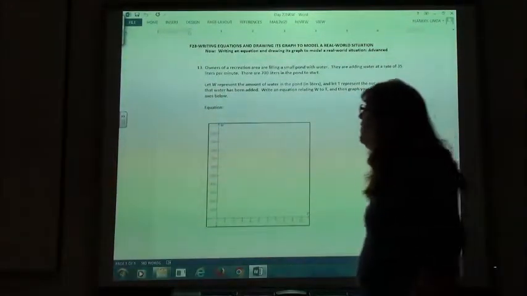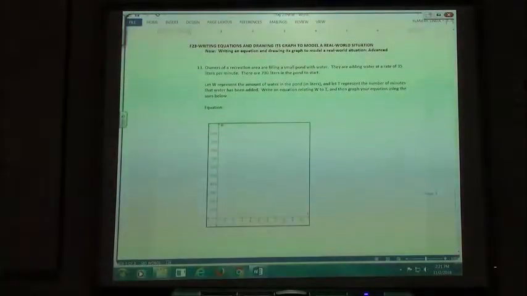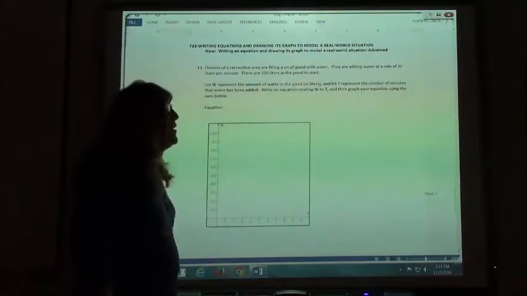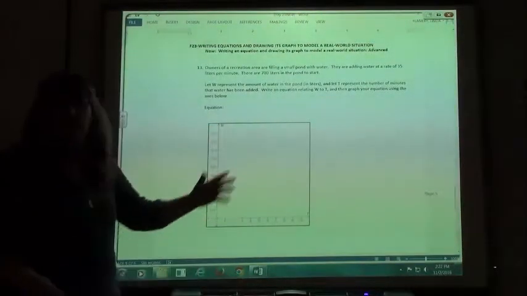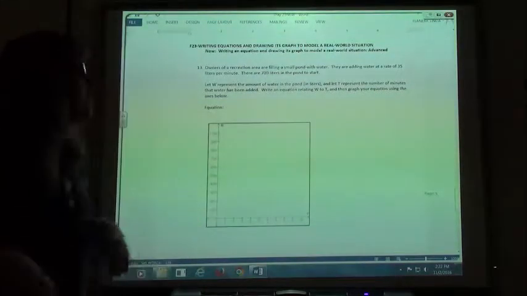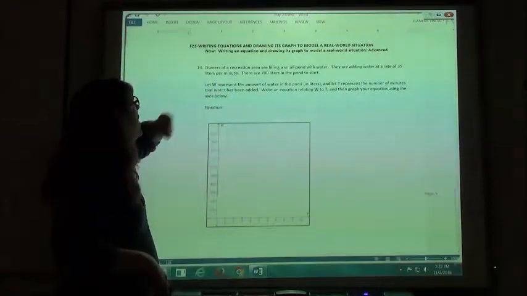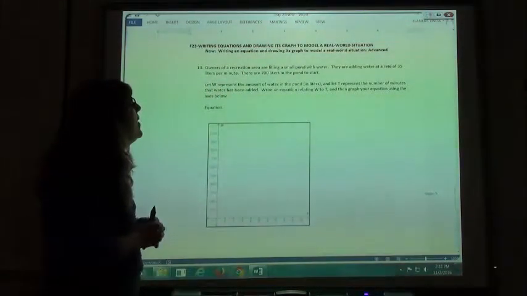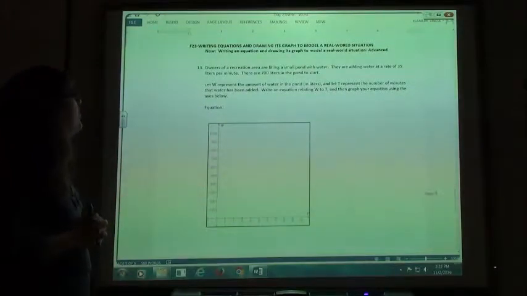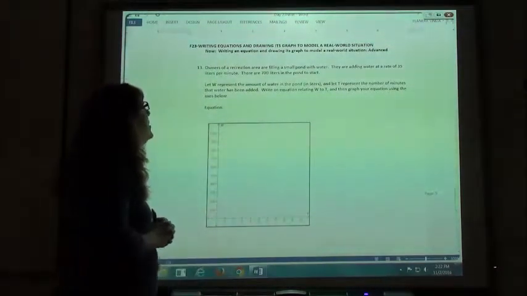Problems 13, 14, and 15. We are going to write the equation and draw the graph given a real world situation. So we know in real life we don't always have x and y for our variables, that sometimes we have other variables and we like to use variables that make sense. So they're saying owners of a recreation area are filling a small pond with water. They are adding water at a rate of 35 liters per minute. There are 700 liters in the pond to start.